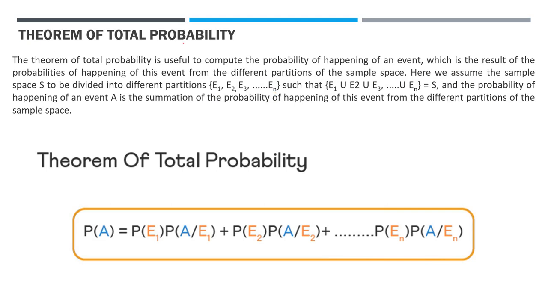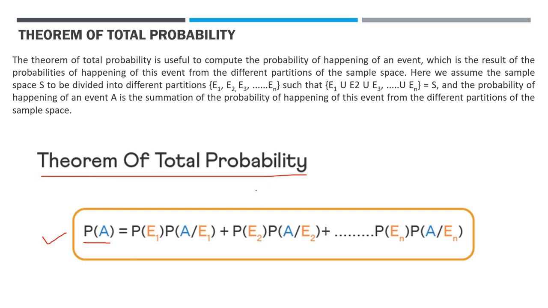The next point is the theorem of total probability. Here we have a number of events, and to calculate the probability of a particular event, we take the formula that we discussed in Bayes theorem: P(E1) P(A|E1), P(E2) P(A|E2), up to P(En) P(A|En). That is the formula for the theorem of total probability.